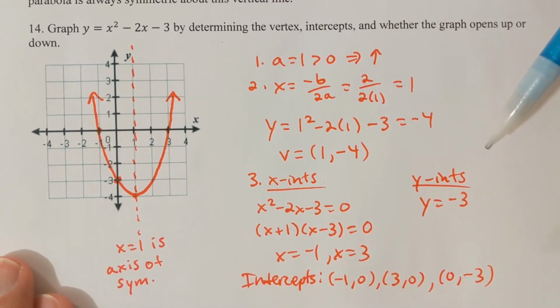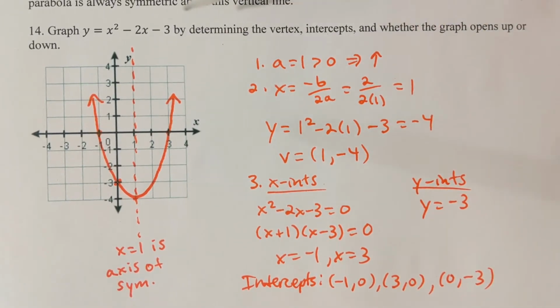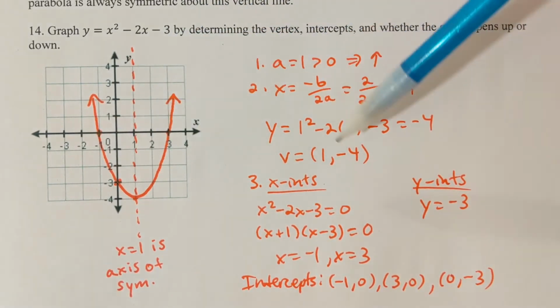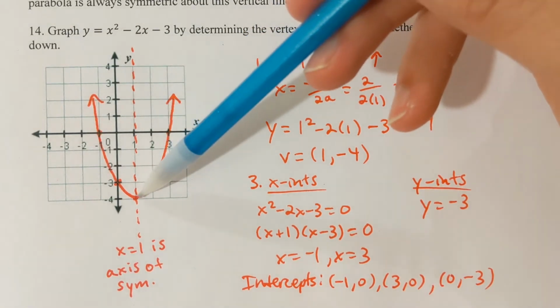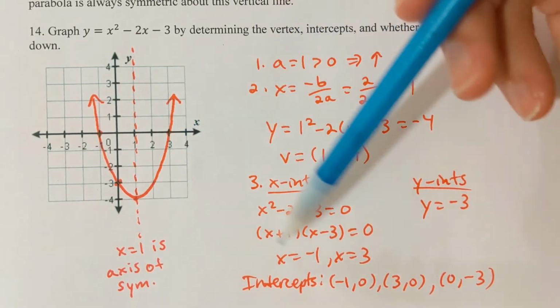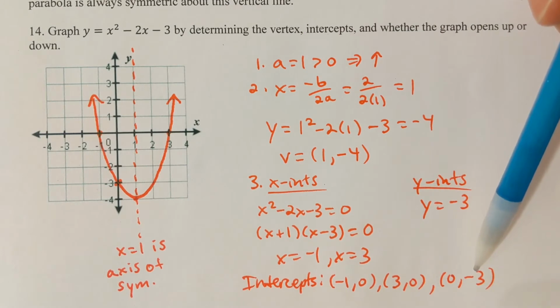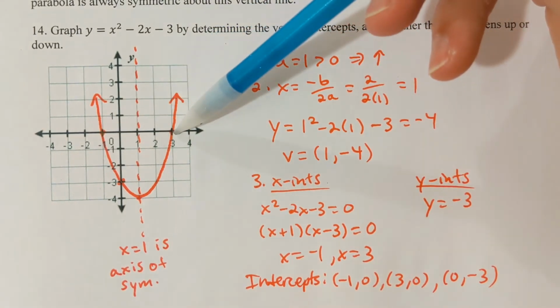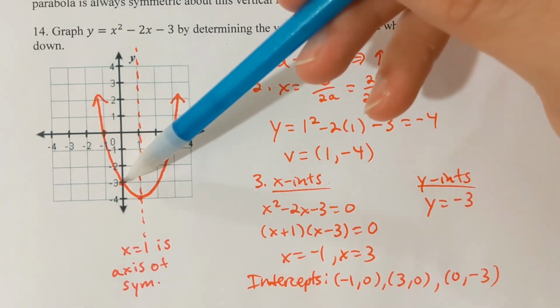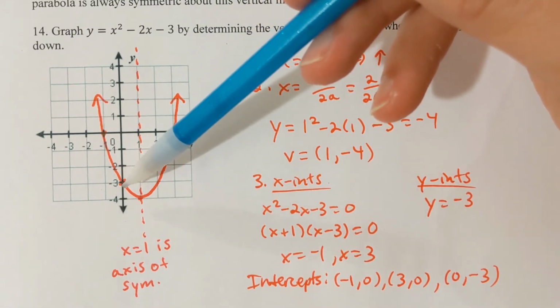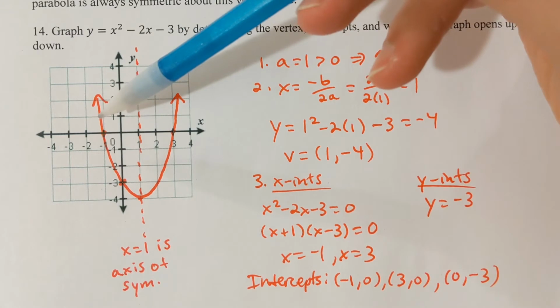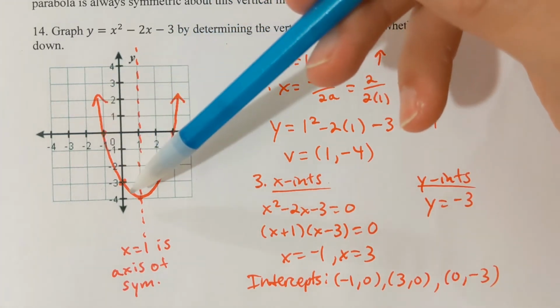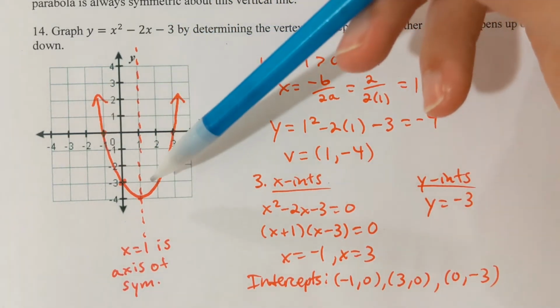Okay, so I know I'm drawing a parabola. This parabola opens up. The vertex is located at 1, negative 4. That's right there. And then I also know 3 additional points on the graph. Negative 1, 0, 3, 0, and 0, negative 3 would be the intercepts. And using these 4 points then, I can draw a parabola.